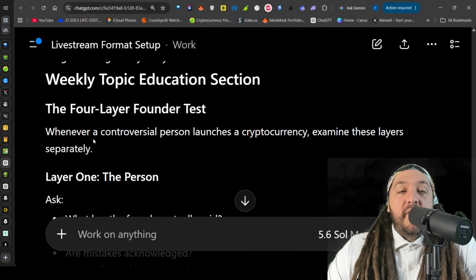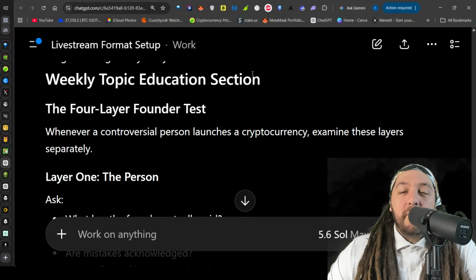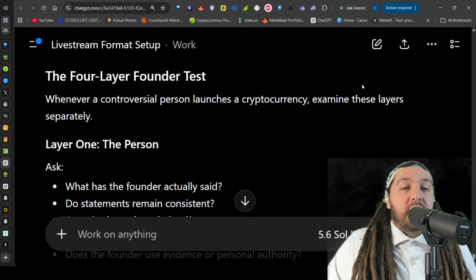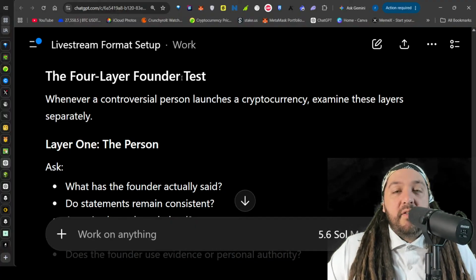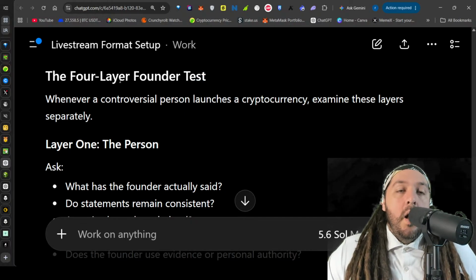Let's go into this next part here. Weekly topic education section. I've had this running for a little while, and sometimes I do this with you guys, and sometimes I don't. A lot of times it's actually for me. Oh, it says it's a test too. I don't know why it threw that word in there. I did not prompt it to do that.